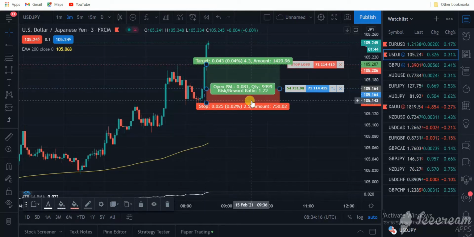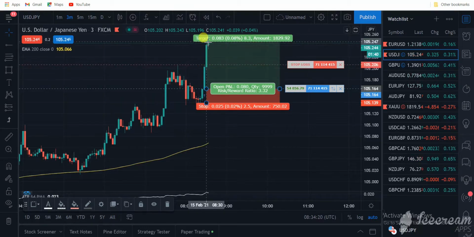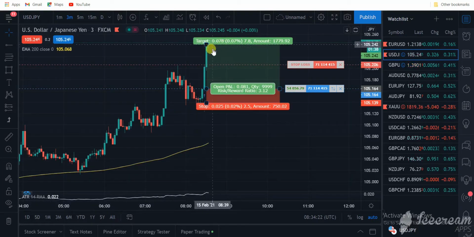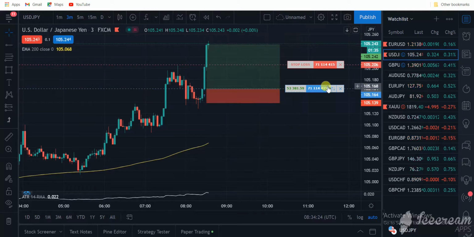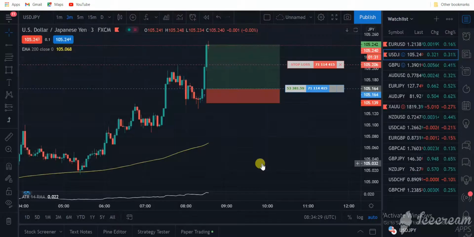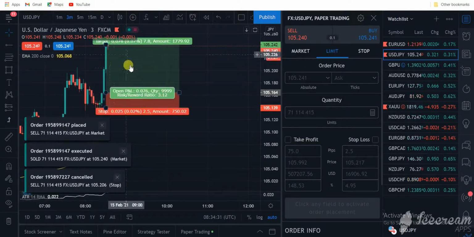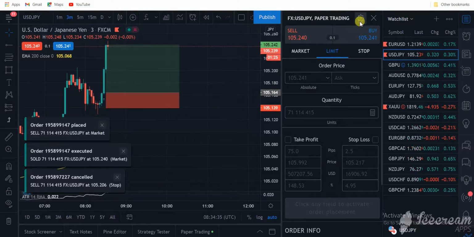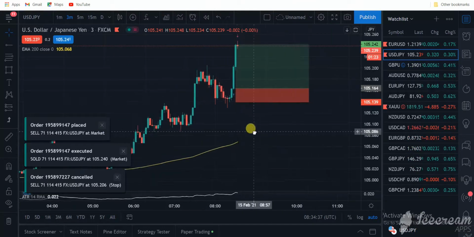The market might come back to retest that high at that point. So a 1-to-1.7 on this trade, a 1-to-3.12 on this trade, and let's just close the entire trade, guys. Let's not be greedy. Let's close the entire trade. And as you can see, a 1-to-3.12 on this trade. So let's wait for a new entry or a new setup.